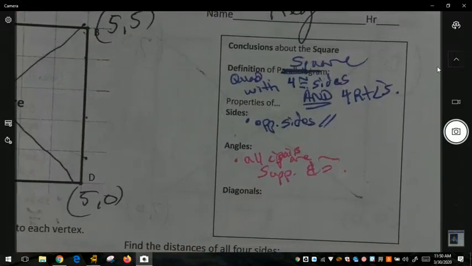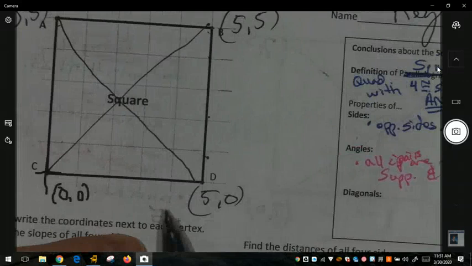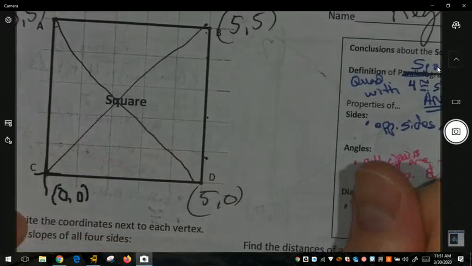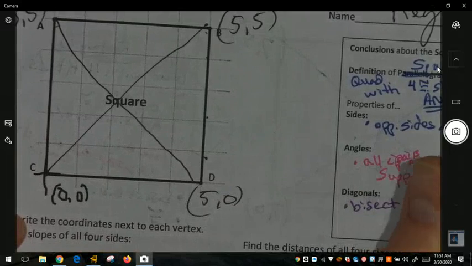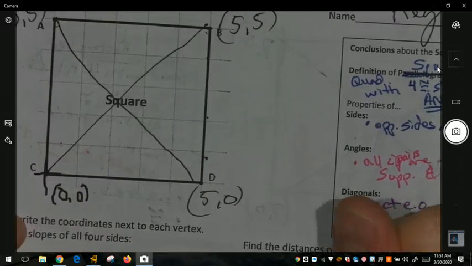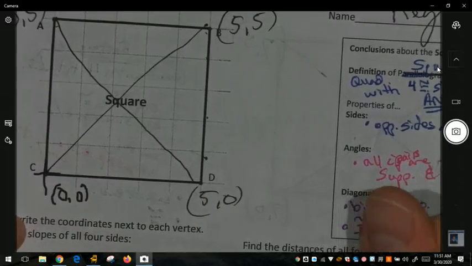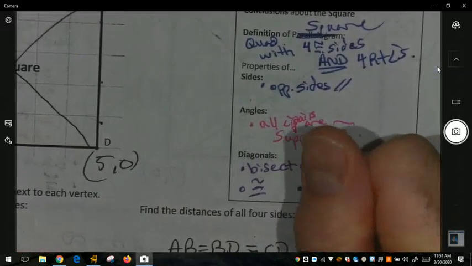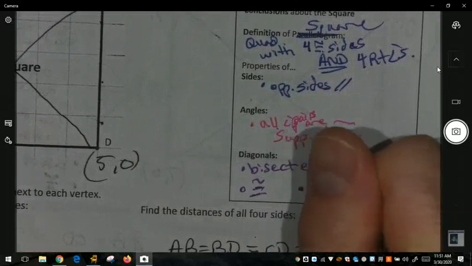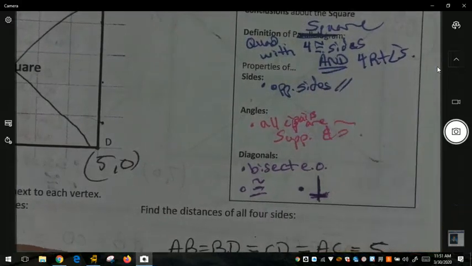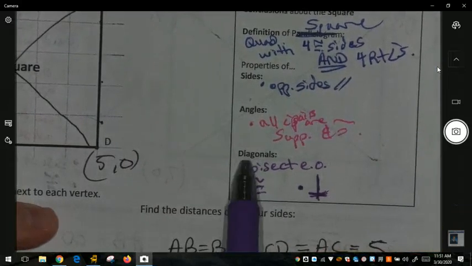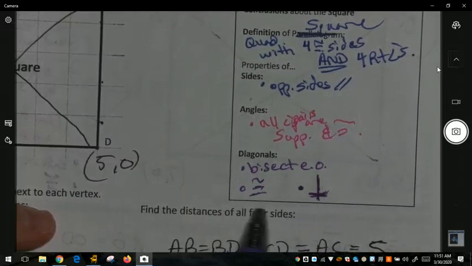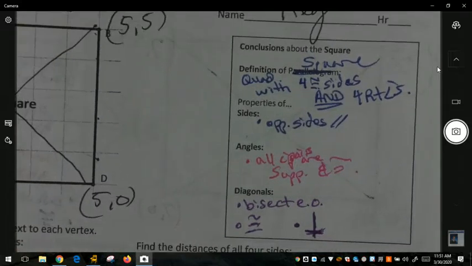The diagonals of a square are unique. They have much more going on. Just like the parallelogram, they do bisect each other. Just like the rectangle, they are congruent. And just like the rhombus, they are perpendicular. And a square meets the definitions of all three of those shapes: parallelogram, rhombus, and rectangle. So of course its diagonals will also have those properties.